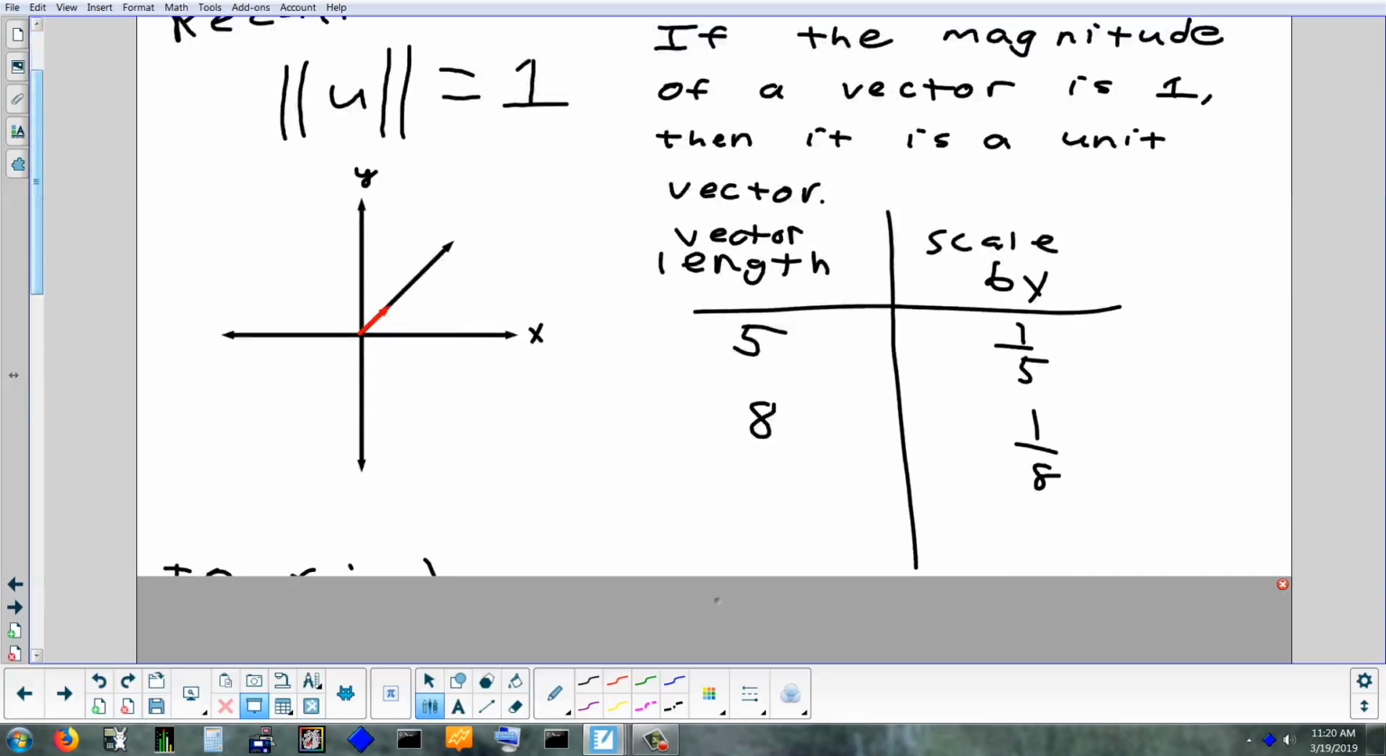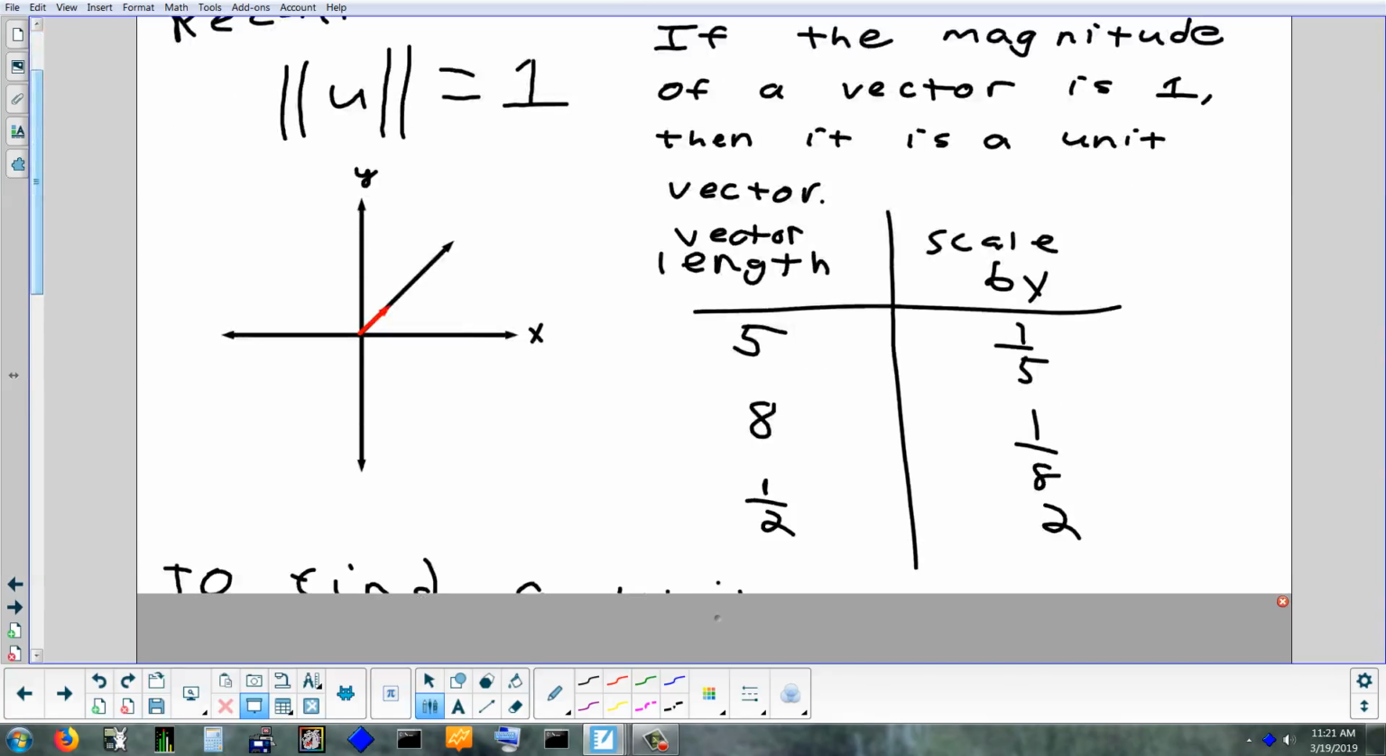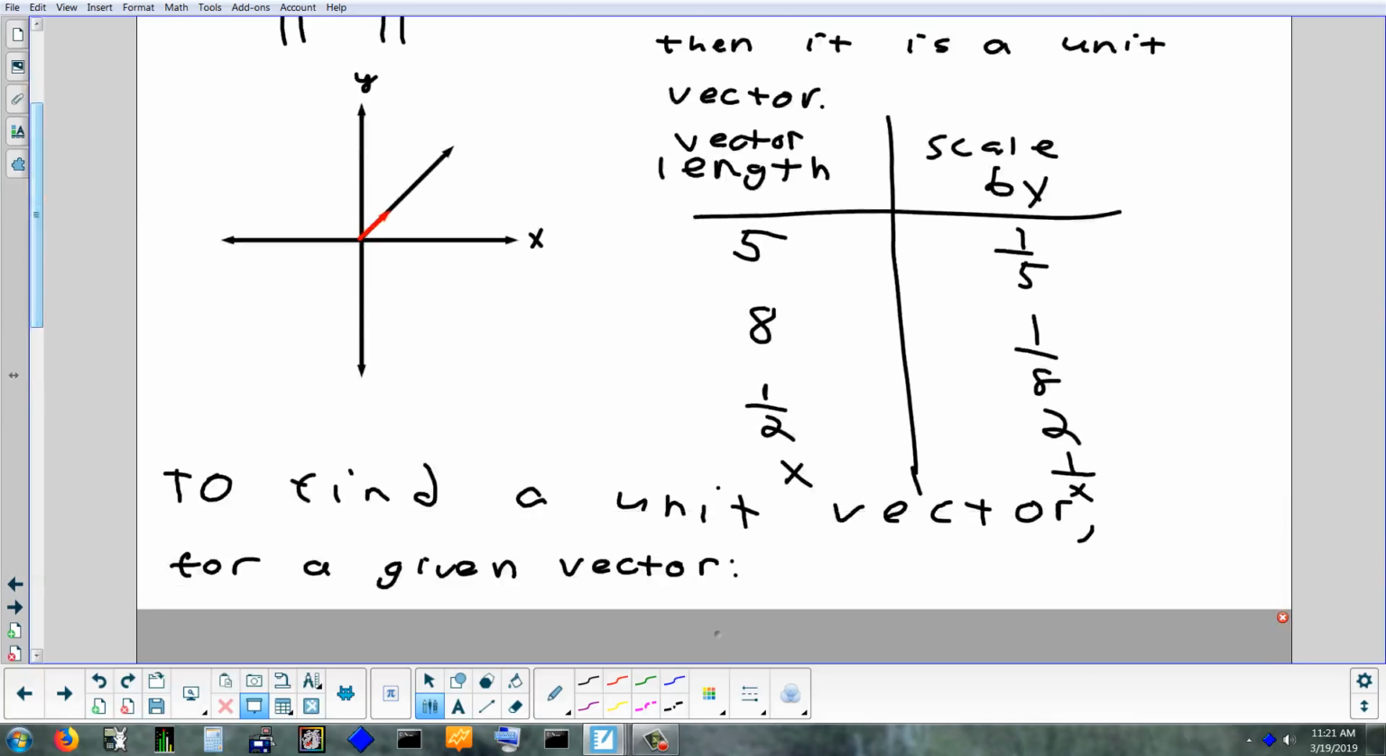What if the length was a half? What would you have to scale that by to make it 1 unit long? 2. All right. So now, what about if the length was x? What would you scale that by to make it 1 unit long? Yeah, 1 over x. So that's the pattern. You always scale it by the reciprocal of its length. And if you do that, it'll always come out to 1. Okay? And that's what I have right below.